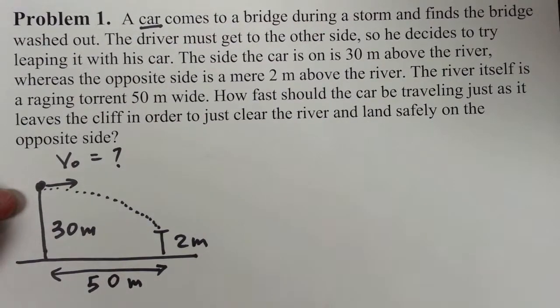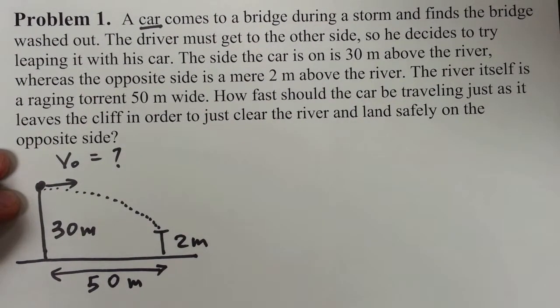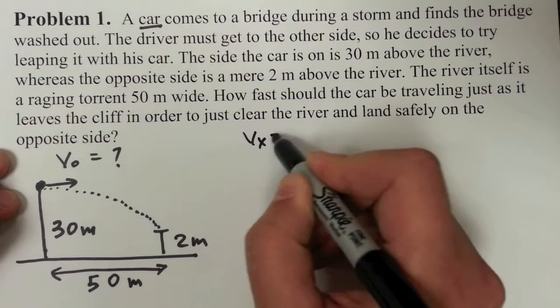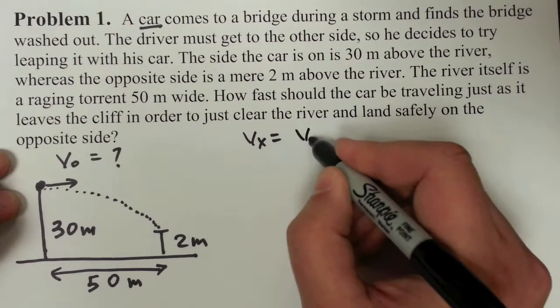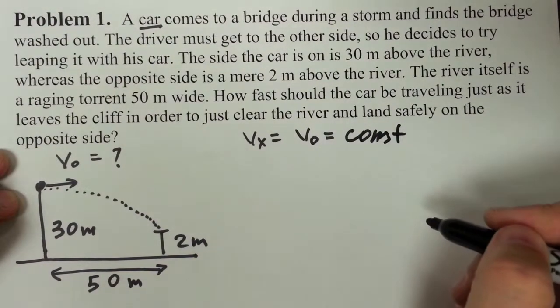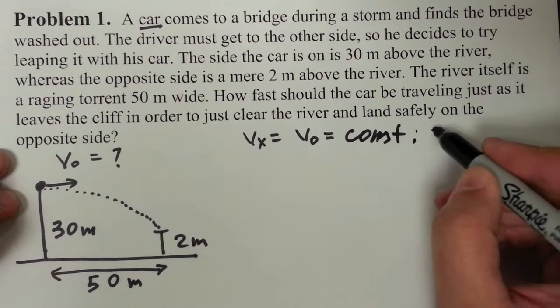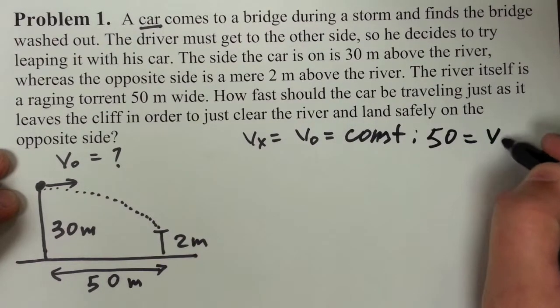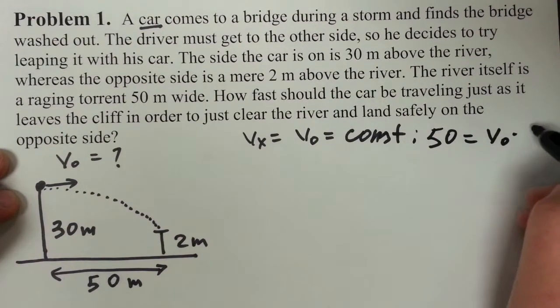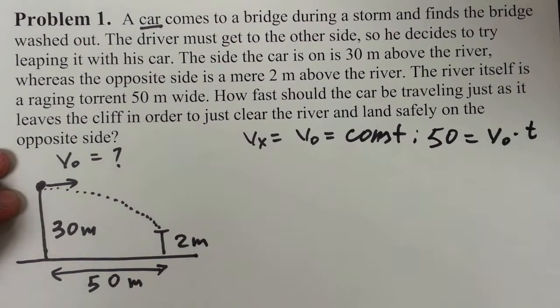Well, that's a projectile motion situation. A car is an object which is making projectile motion. So, what do we know? Well, the x component of velocity, which is equal to the velocity we are looking for, remains constant. And the range has to be equal to this velocity times the time we have to wait until it reaches the opposite side.